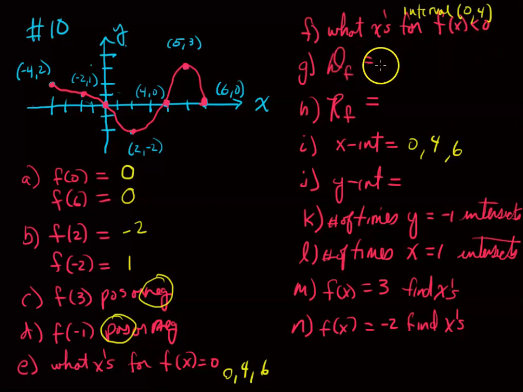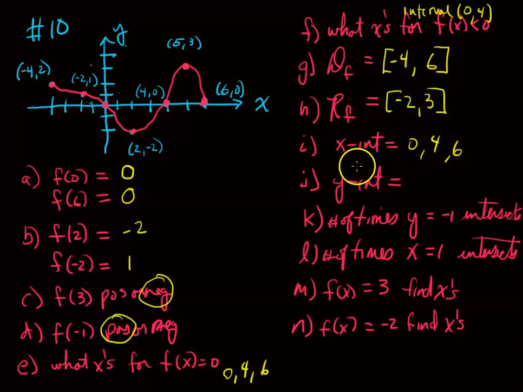The domain, well, let's do that in interval notation. It starts at negative 4 inclusive and goes up to 6 inclusive. The range starts here at negative 2 and goes up to 3 inclusive. The x-intercepts are 0, 4, and 6. The y-intercept is 0.